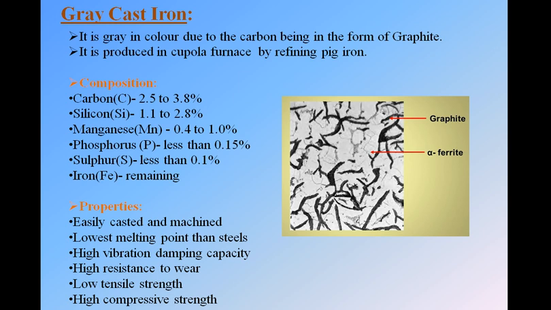Okay, in the diagram we can see a microstructure. This is a microstructure of gray cast iron, where we can see the graphite in black color and alpha ferrite in white color. The graphite is black with a needle-like structure, and the graphite sits on the ferrite matrix because the ferrite percentage is more compared to the graphite. So gray cast iron is a combination of graphite and alpha ferrite.